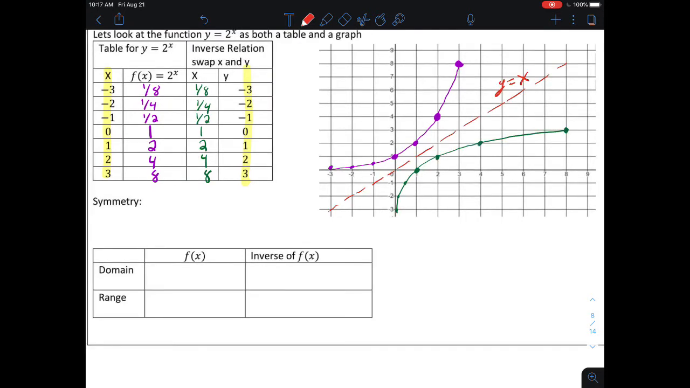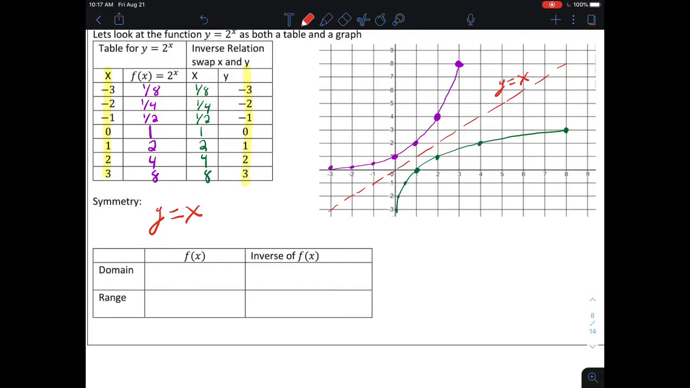All right, so now I have the graph of the inverse relation there in green. I actually went ahead and plotted the diagonal line y equals x, and we see that there is the symmetry between the f of x and the inverse relation. They're symmetric about that diagonal line y equals x.